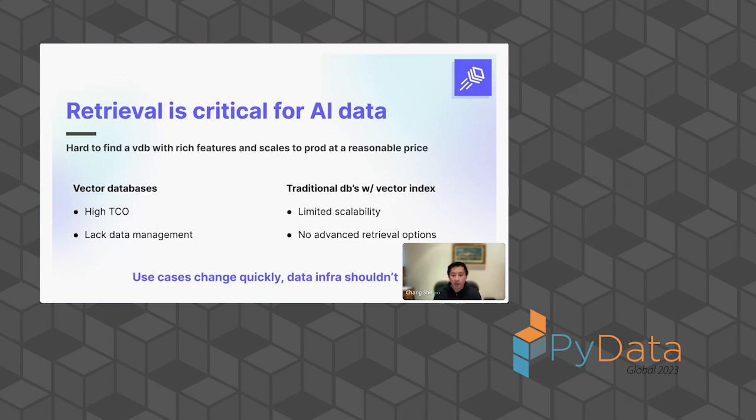On the other hand, there are a lot of traditional databases that have added vector indices. But the problem there is we have limited scalability and there are often no advanced retrieval options. So depending on your use case and as you scale up, what a lot of our users are finding is that they have to hop from one option to the other. And it really is too complicated or too costly. Your use cases can change very quickly because AI is developing very rapidly and it's very exciting, but your data infrastructure should not, because it's just really expensive to switch data infrastructure.